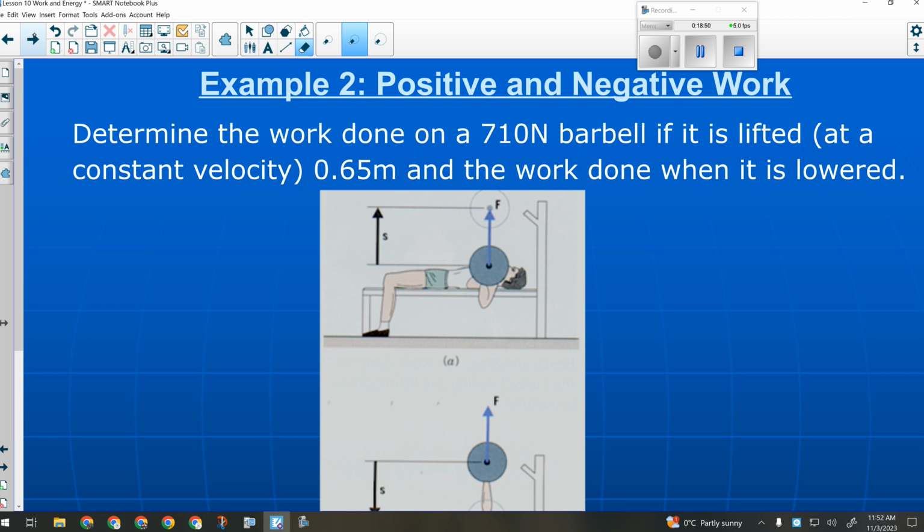In order to make this thing move upwards at a constant velocity, knowing that its weight is 710 newtons, how much force do I have to exert? 710 newtons. It balances out, it doesn't make it go up. It moves at a constant velocity, which is also true when the net force is 0, right? So I push upwards with 710 newtons of force for 0.65 meters. Can I calculate how much work I do? Yes.